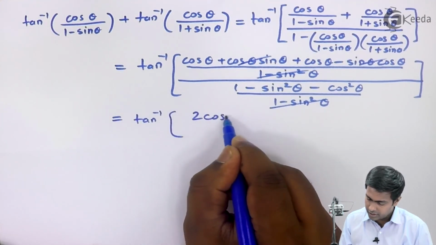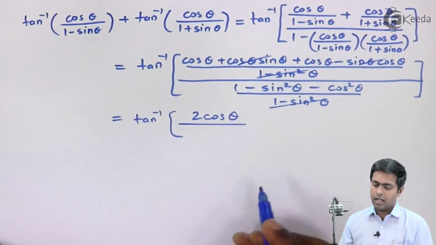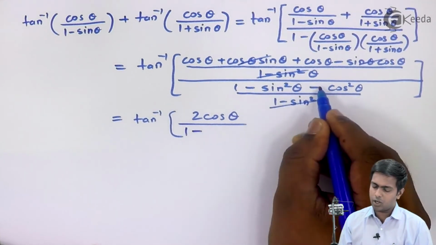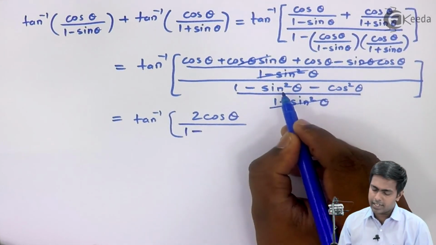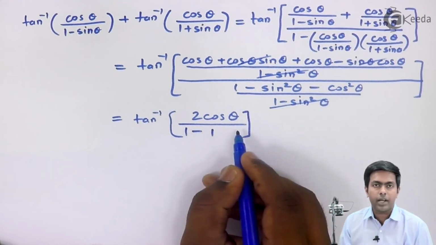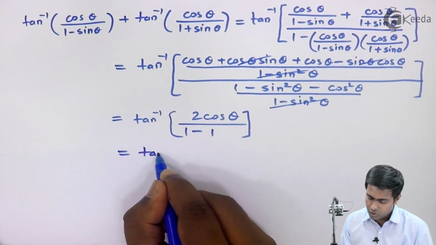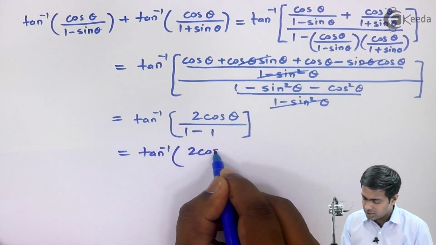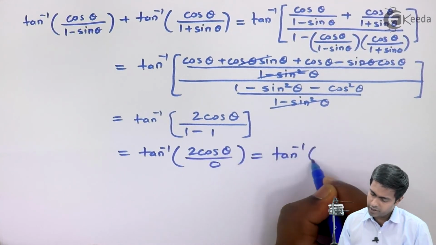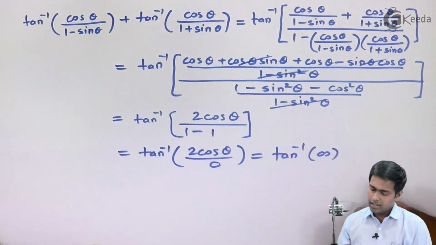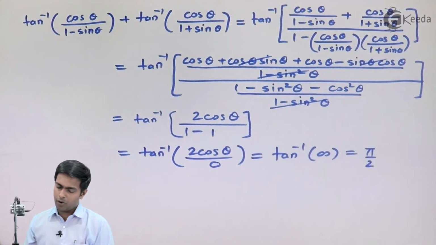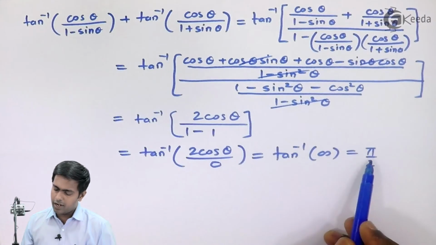2 cos theta in the numerator, and here 1 will remain as it is, minus sign common, in the bracket we'll get sin square theta plus cos square theta, which is again 1, and this 1 minus 1 will give us 0. So tan inverse of 2 cos theta upon 0 is nothing but tan inverse of infinity, and this will give us pi by 2. Now we got here the value as pi by 2.